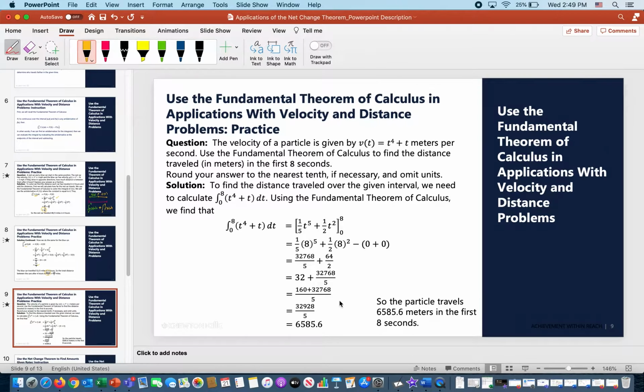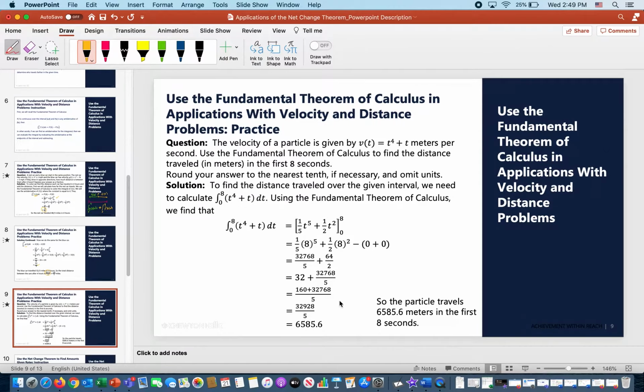Here's another one that's kind of similar. The velocity of a particle is given by t to the fourth plus t meters per second. Use the fundamental theorem of calculus to find the distance traveled in the first 8 seconds. So there's nothing really that tells us whether this is displacement or total distance traveled.